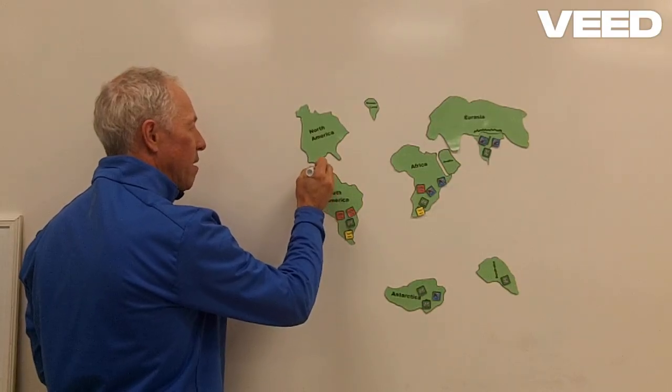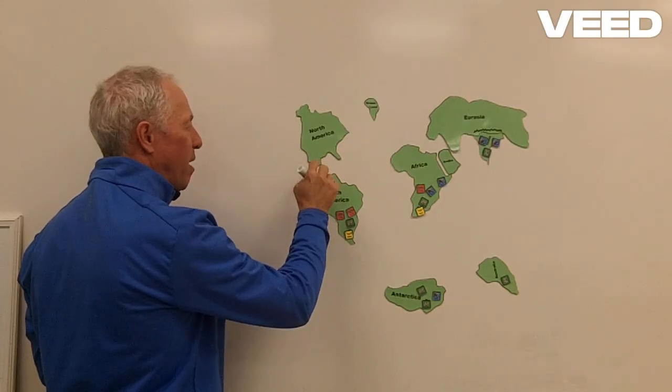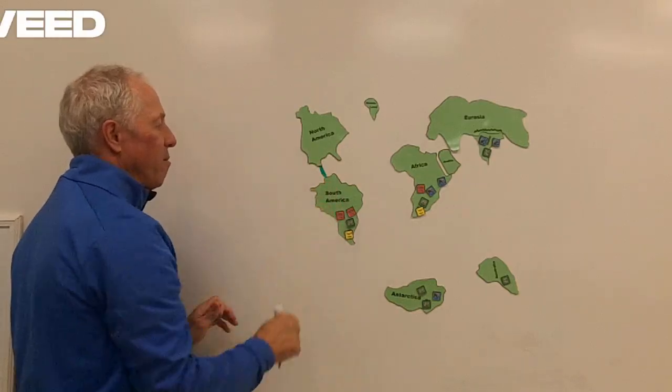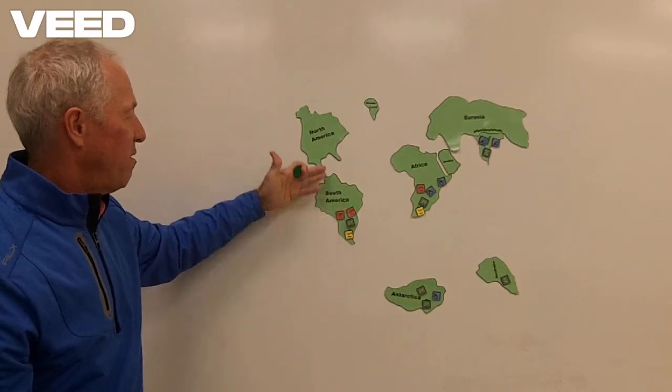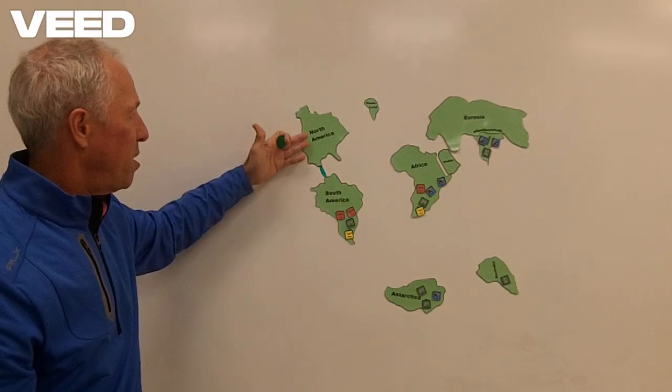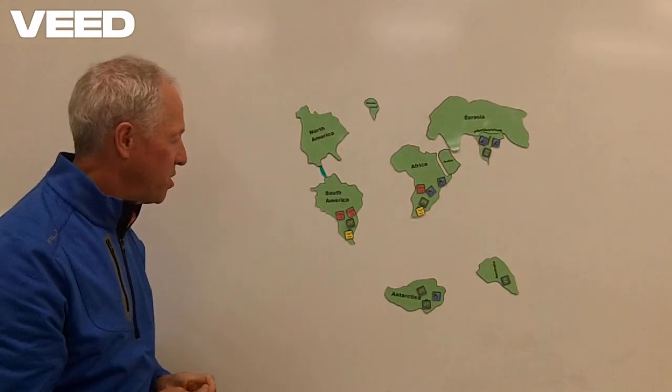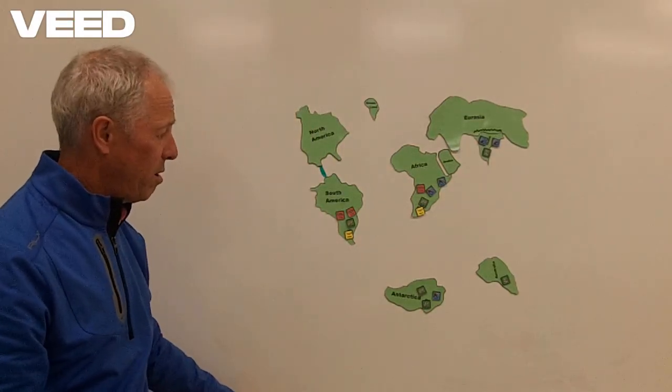And those became connected, and there was a great biotic interchange between organisms, especially different types of mammals going from South America to North America and vice versa when that land bridge occurred.